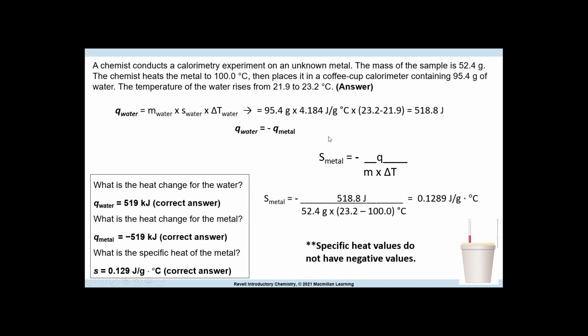So let's take a look. What is the heat change for the water? I rounded it to 3 sig figs for this final answer. I rounded this one to 3 sig figs for the final answer. And then I was able to, oh, look at that, I did it right here. I did it with the 3 sig figs. So this was not rounded. This is rounded.